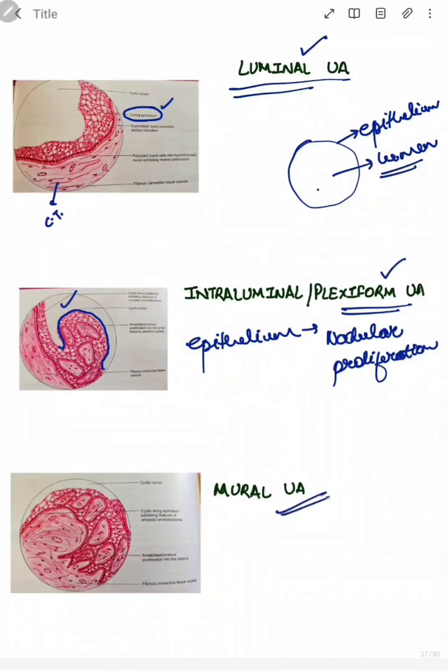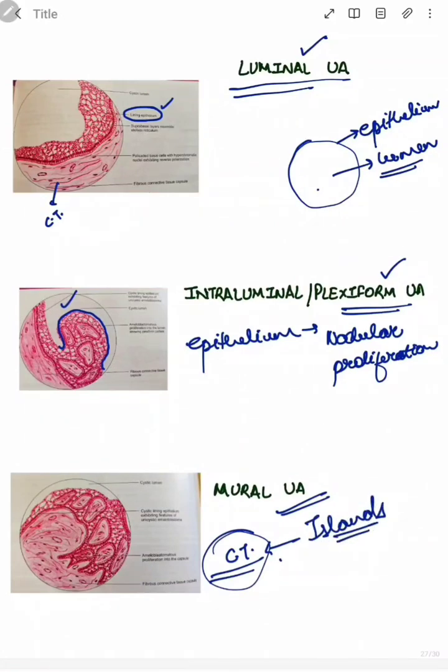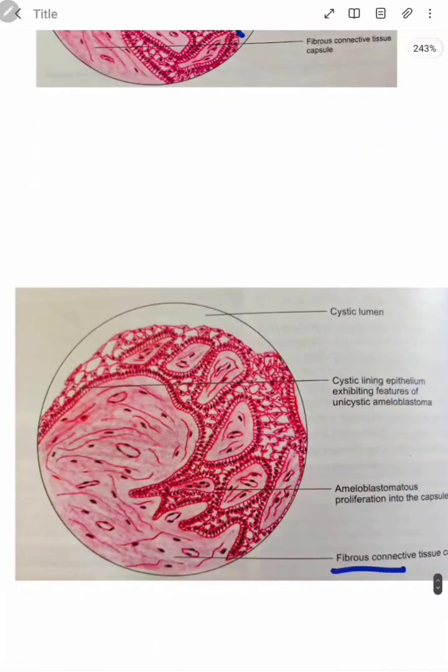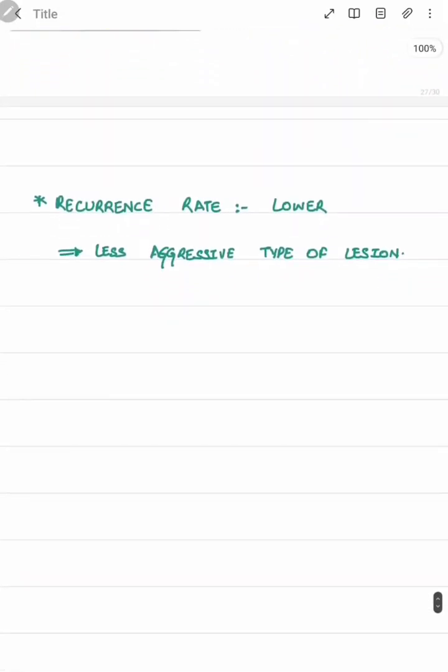Now the third form is mural unicystic ameloblastoma. Here the fibrous connective tissue is invaded by islands of ameloblastomatous epithelium. Now here in this picture you can see a dense connective tissue which is invaded by the islands of the ameloblastomatous epithelium, right? Now the recurrence rate of unicystic ameloblastoma is lower because it is a less aggressive type of lesion.